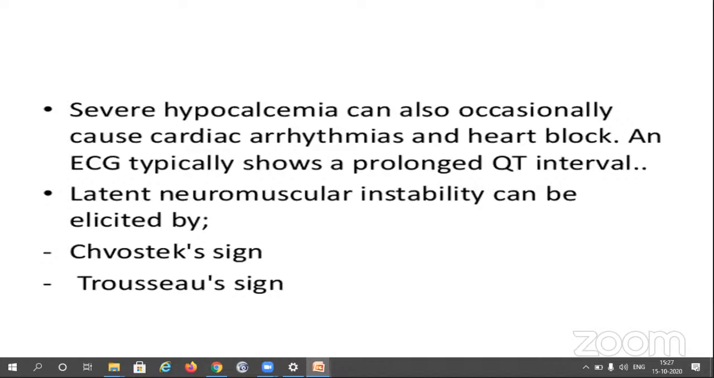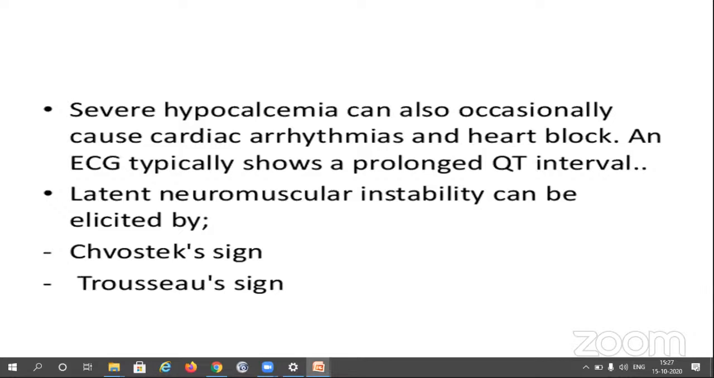An ECG typically shows prolonged QT intervals. Latent neuromuscular instability can be elicited by Chvostek's sign and Trousseau's sign. Chvostek's sign is a twitching of the muscle innervated by the facial nerve. It is done by tapping the facial nerve about 2 centimeter anterior to the external auditory meatus.